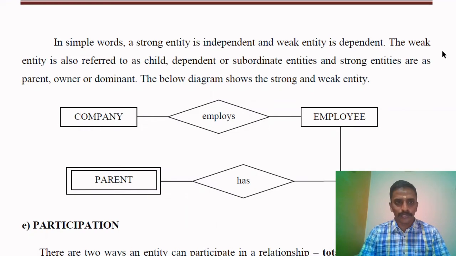The weak entity is also referred to as child, dependent or subordinate entities, and the strong entities are referred to as parent, owner, and dominant.